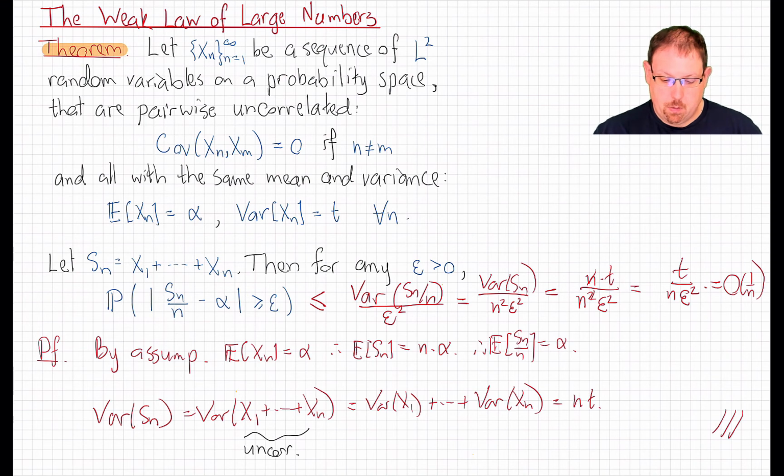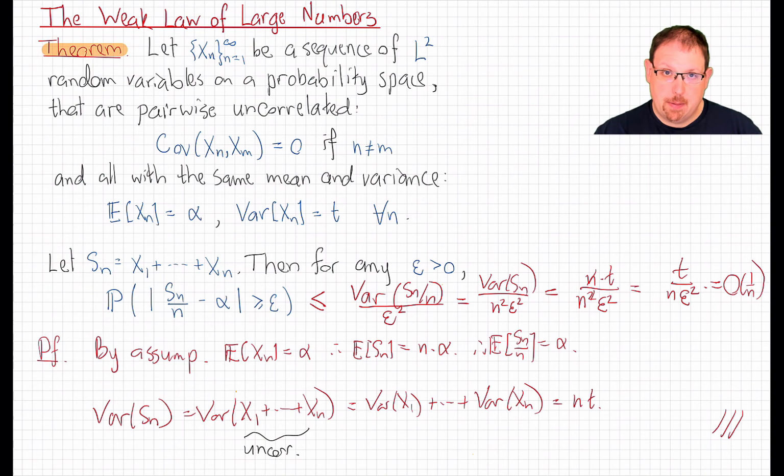Now, what makes it weak? There is a strong law of large numbers, which we will get to a little later, which says that under some somewhat stronger assumptions than we have here, but still in the same spirit, we will actually have that this empirical average random variable converges almost surely to alpha. This is a weaker version of that because the kind of convergence has to do with this concentration of measure rather than actual almost sure convergence.